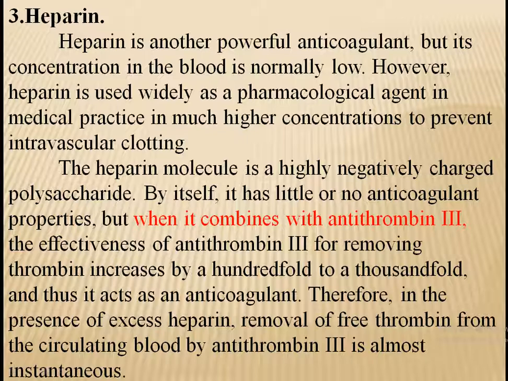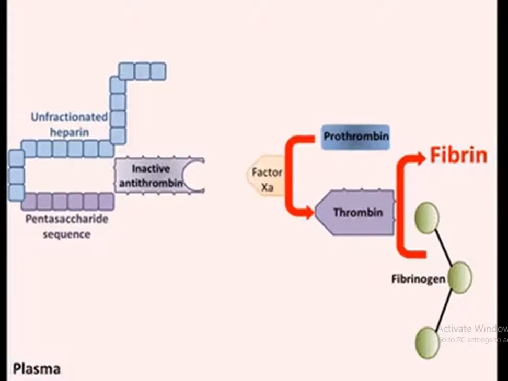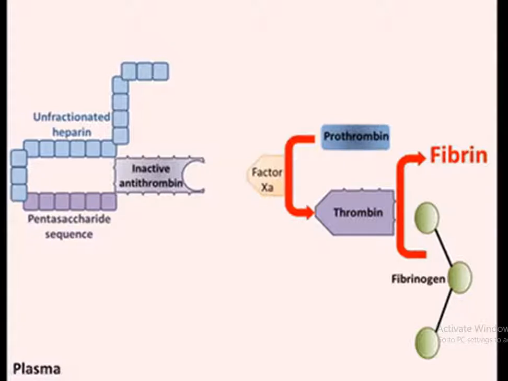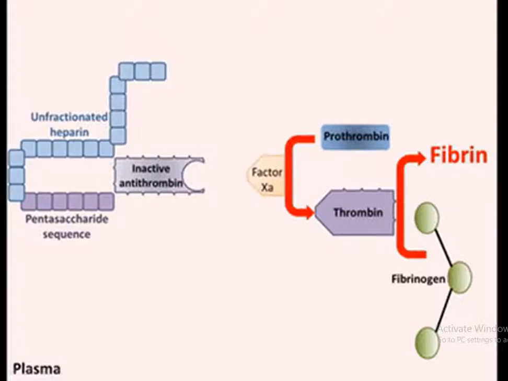But when it combines, I would like to show you this diagram, this animation, so that heparin itself has no anticoagulant properties, but when it combines with antithrombin 3, the effectiveness of antithrombin 3 for removing thrombin increases by 100-fold to 1,000-fold, and thus it acts as an anticoagulant.